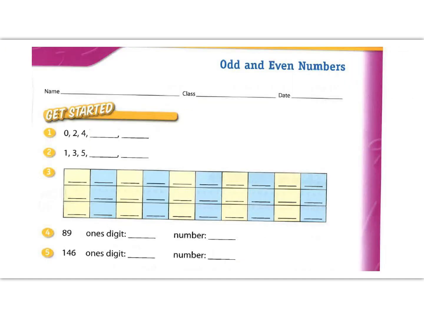So if we get started here, we're going to look at some of the even numbers. So 0, 2, 4, 6, 8. If anything ends in that, it is even. If it ends in 1, 3, 5, 7, or 9, it is odd.